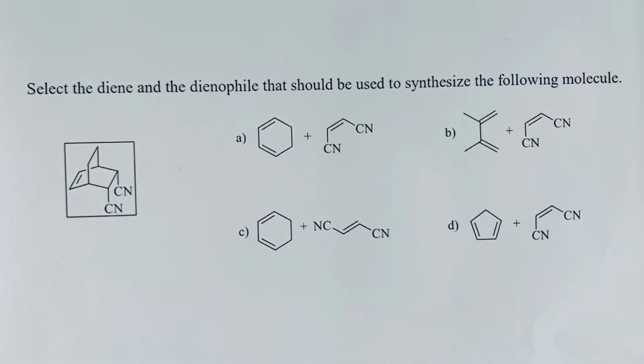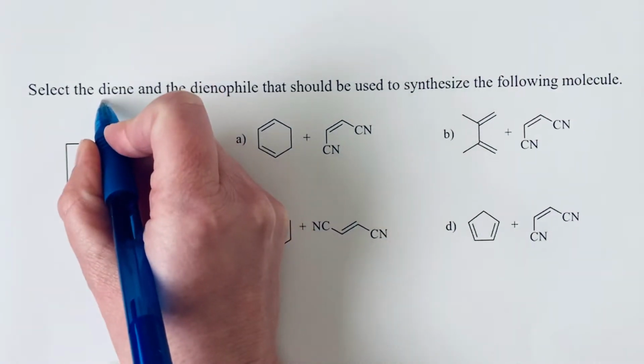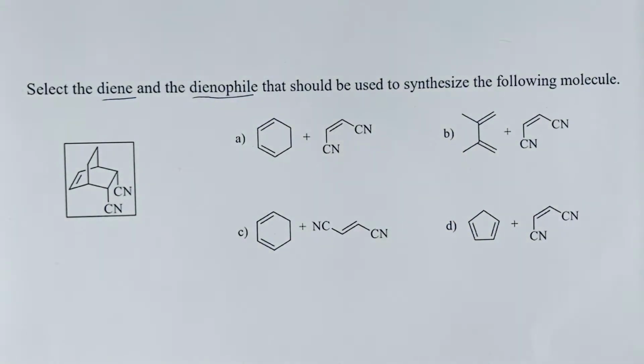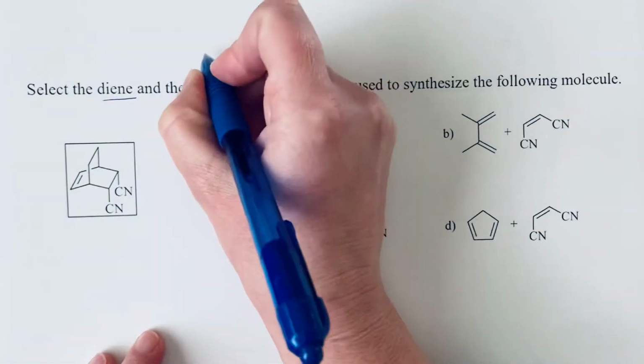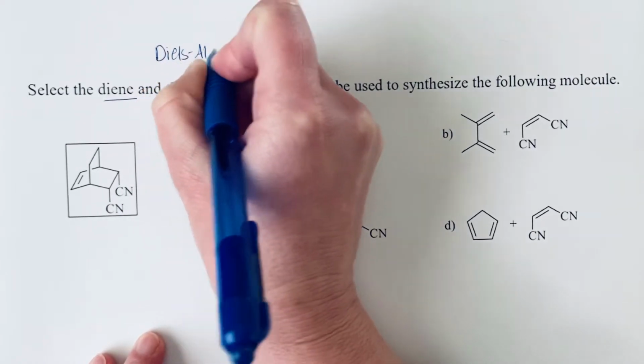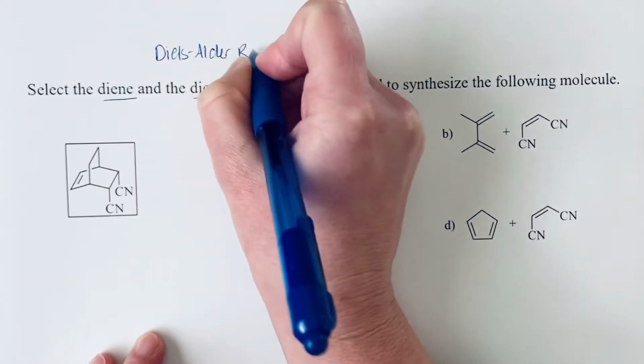Select the diene and the dienophile that should be used to synthesize the following molecule. So if we look at this terminology, diene and dienophile, what this should communicate to us is that the reaction that we are looking at is the Diels-Alder reaction.